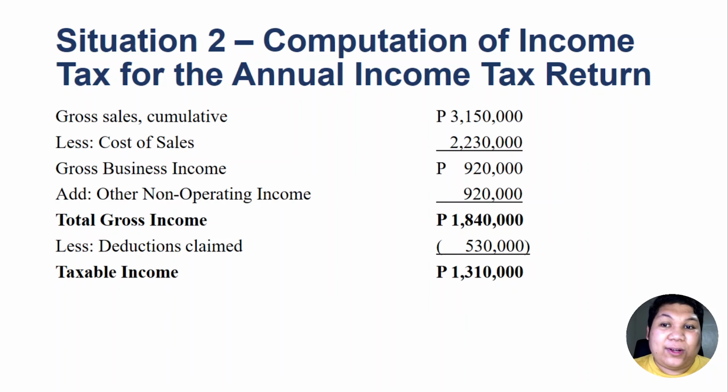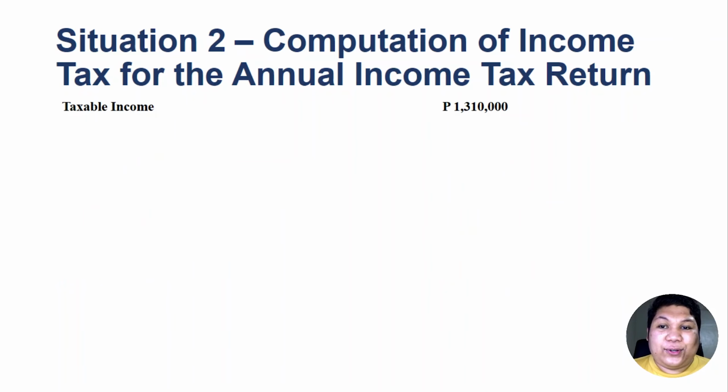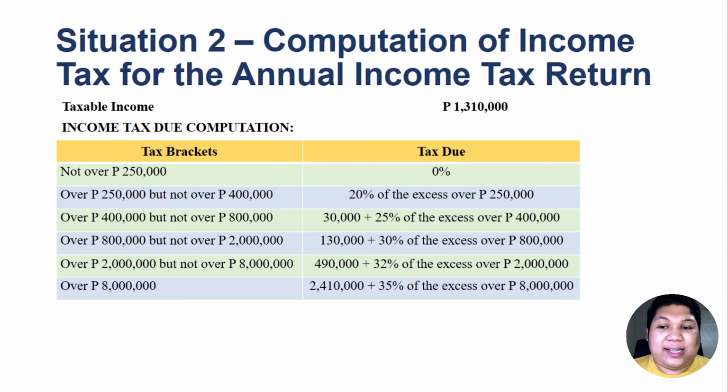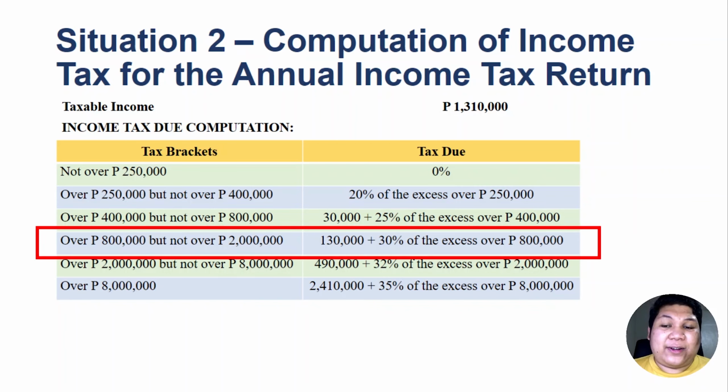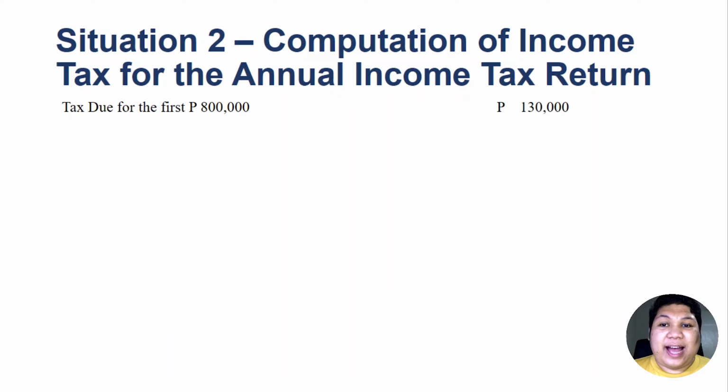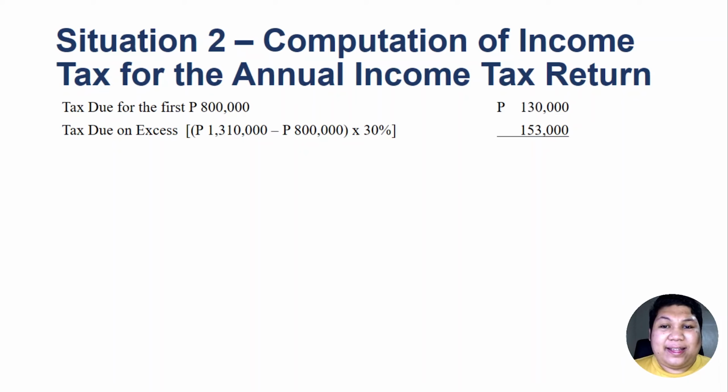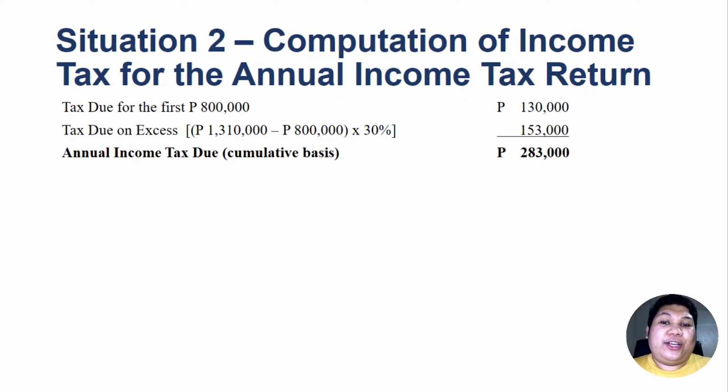So, we can now compute the annual income tax due of Juan using the graduated rates. Again, Juan is no longer qualified for the 8% optional rate. So, we will look here in our tax table, and the taxable income of 1,310,000 is over 800,000 but not over 2 million. So the tax due is 130,000 plus 30% of the excess over 800,000. So the tax due for the first 800,000 is 130,000 pesos, and the tax due in the excess, that is 1,310,000 minus 800,000 times 30%, is 153,000 pesos, and the annual income tax due using the cumulative basis is 283,000 pesos.